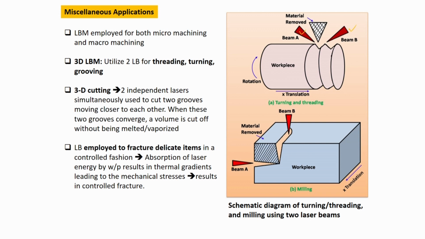So laser beam can be employed for both micro machining or macro machining operations. 3D laser beam utilizes two laser beams for threading, turning or grooving operation. In 3D cutting, two independent lasers are simultaneously used to cut two grooves moving closer to each other. When these two grooves converge, a volume is cut off without being melted or vaporized.